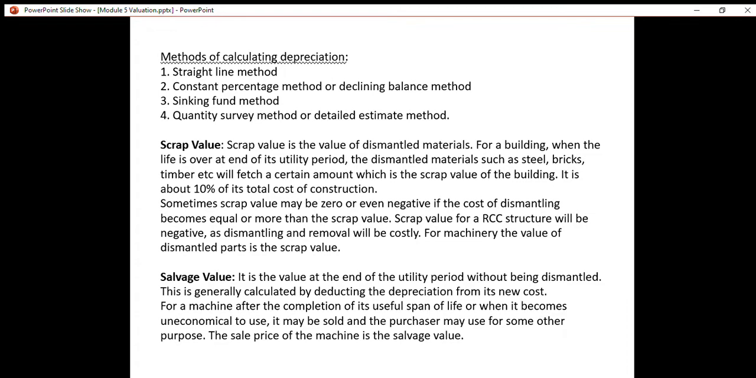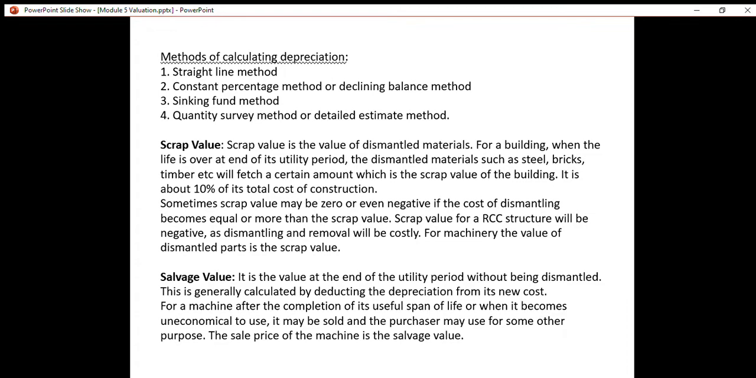Next, let us move on to scrap value. It is the value of dismantled materials. Sometimes scrap value is 0 or negative. For example, for RCC work like beams and columns, cost of dismantling is more than cost of construction. For example, cost of construction, say rupees 500 per CFT, cost of demolition will cost around rupees 1000 per CFT. Therefore, scrap value is negative.